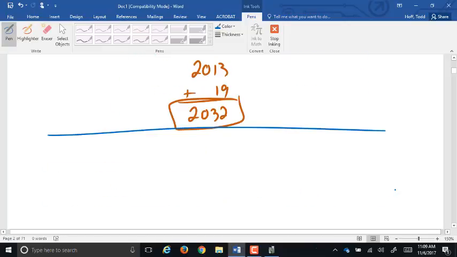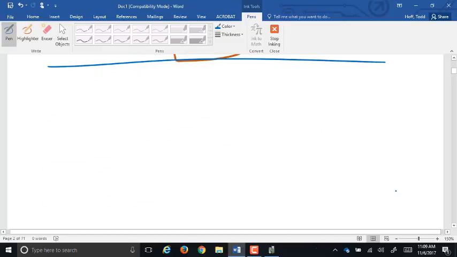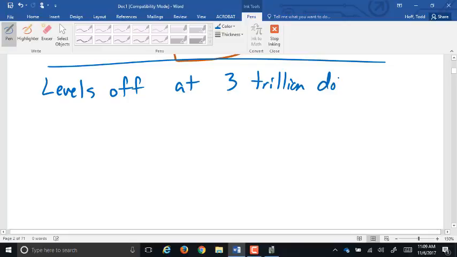Now in the next piece here, they are saying that they believe that when it levels off, it's going to be at $3 trillion.